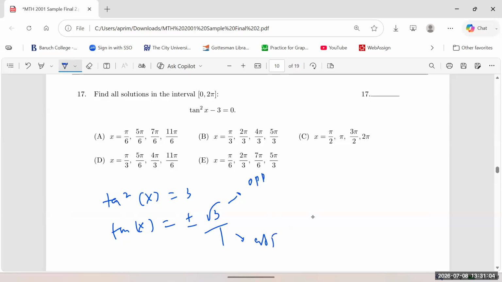Opposite over adjacent. Can you make a triangle with opposite root 3 and adjacent 1? Opposite root 3 is 60 degree. So we have domain. Actually, it's a better idea. Tangent should be from negative half pi to positive half pi. But anyway, they're telling us from 0 to 2 pi. So we have 60 degree here.